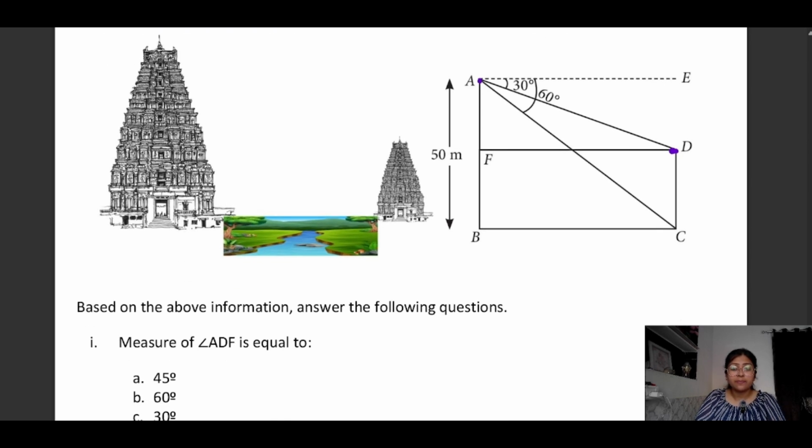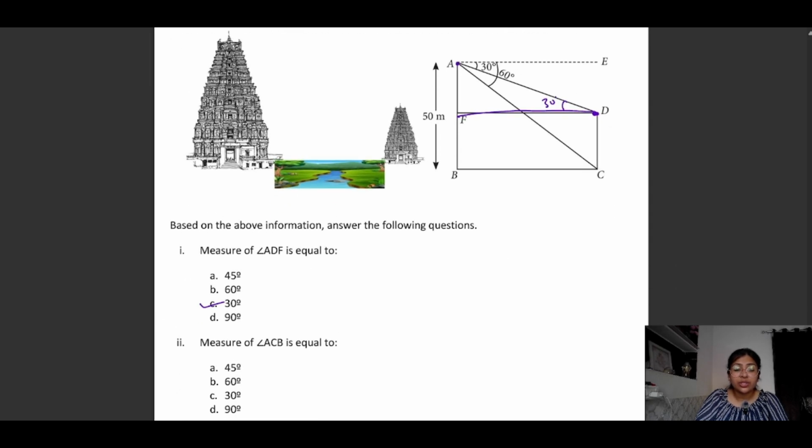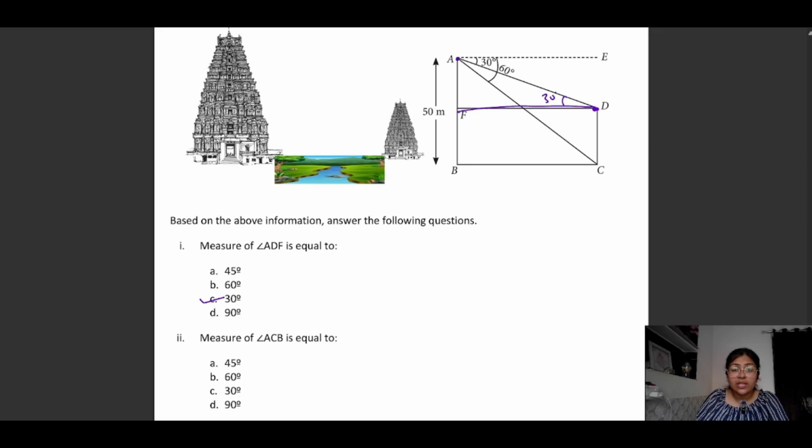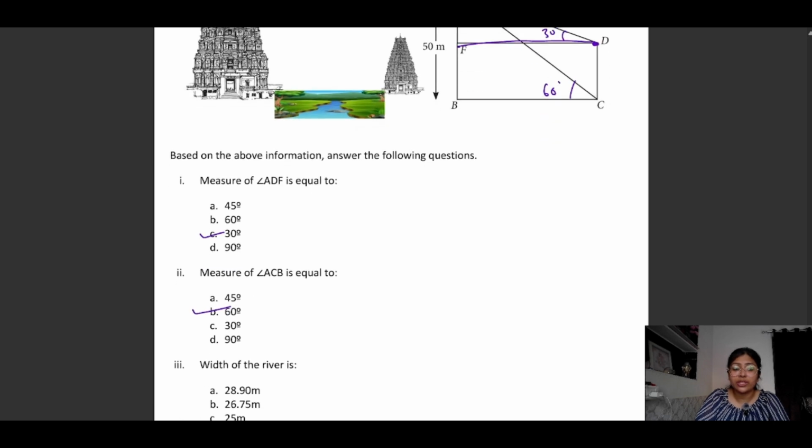Okay, what are they asking? The measure of angle ADC. Yes, learners, tell me the angle ADF. This line is parallel to this line, and this is a transversal, so it is 30 degrees. Is it correct or not? Yes, very good. The correct answer is 30 degrees. Okay, what is the next question? Measure of angle ACB. It is again a very easy question. It is 60 degrees by alternate interior angles.